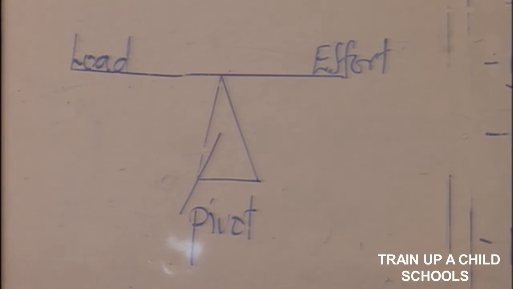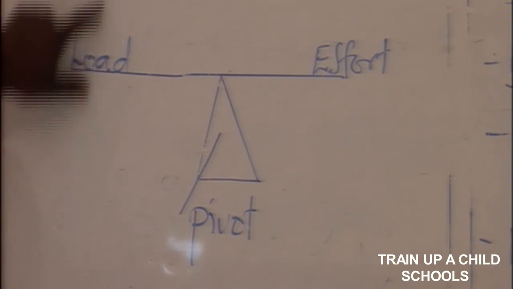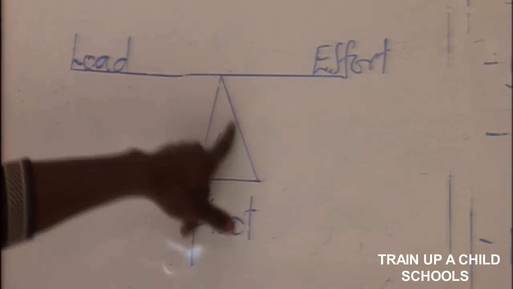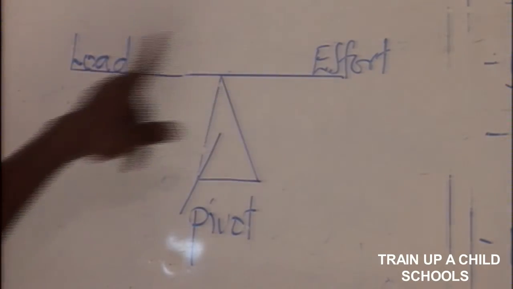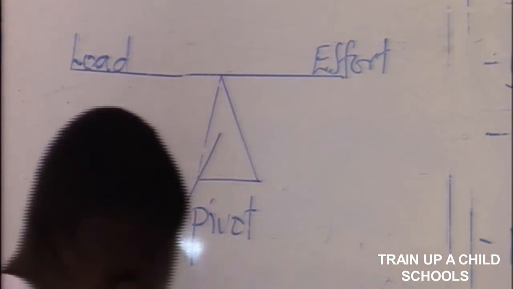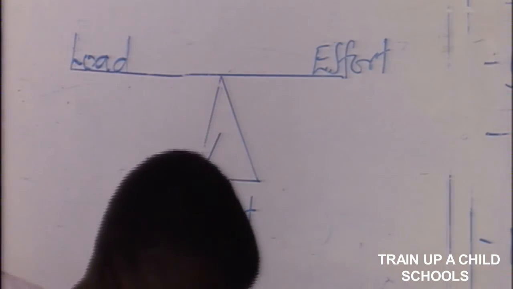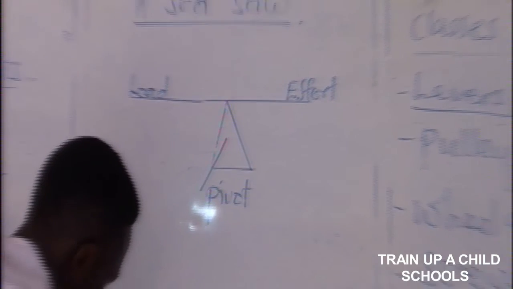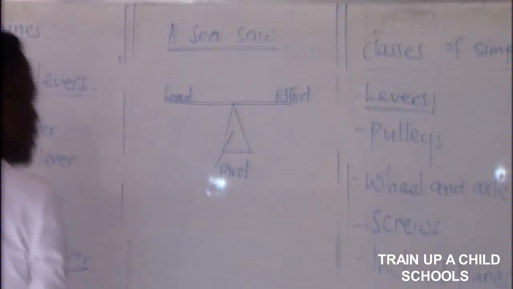And remember, we've not yet known the meanings of all these parts here. This is just a diagram to show you where we can find the pivot, the effort, and the load. So we are going to define or give the meanings of these before we continue with other things. Let's look at the definitions of the following parts of a lever.